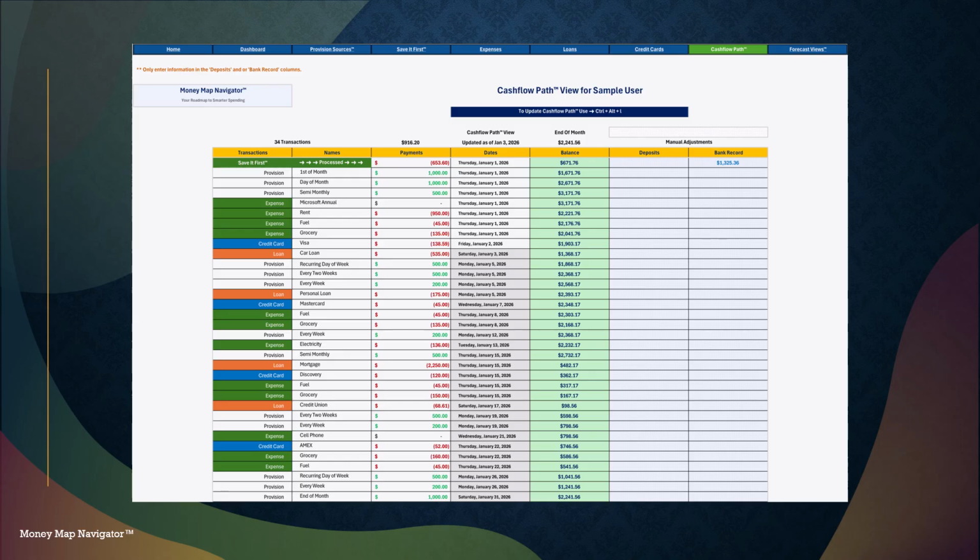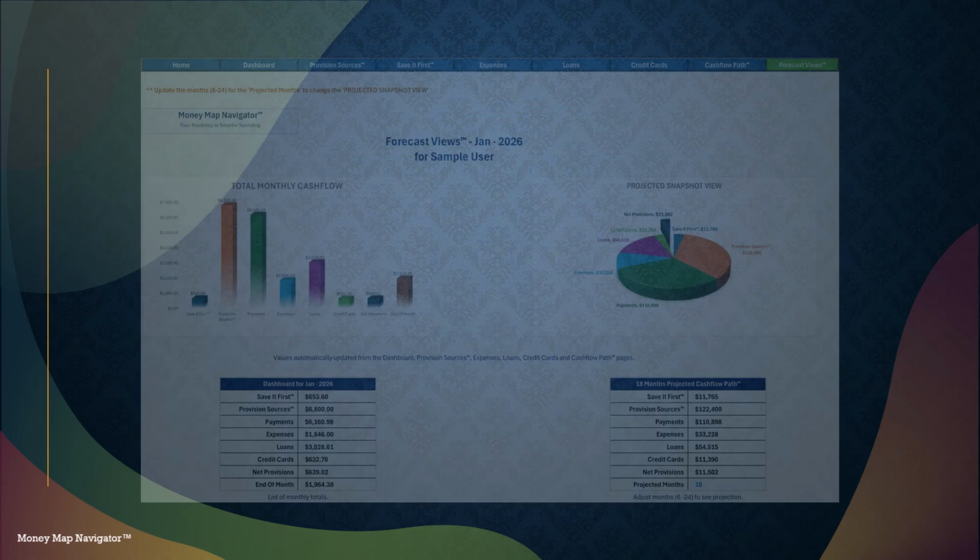Cash flow path is designed to solve the two biggest problems people face with money. Problem 1, spending money that is already committed to something else. Problem 2, getting blindsided by bill timing, payments landing before the cash is there. With cash flow path, you don't guess. You don't react. You can see the entire month in advance, and adjust early, before mistakes happen. This is why Money Map Navigator works. And why once you own it, you don't need to replace it.